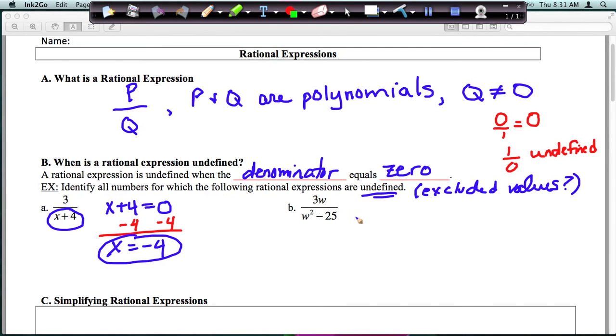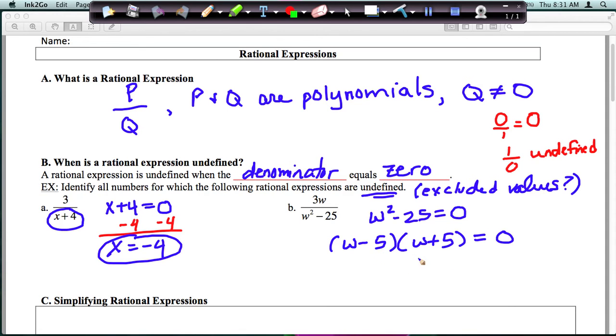For this second example, we're going to do the same thing. You look at the denominator, which is w squared minus 25, and I'm not worried about the numerator. I just want to know when this denominator is equal to 0, because that's when it's undefined. This is factorable. It's a difference of squares, so I'm going to factor it. The first term is w. Take the square root of 25 and you get 5, so it's minus 5 and plus 5.